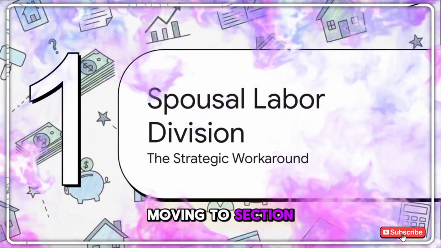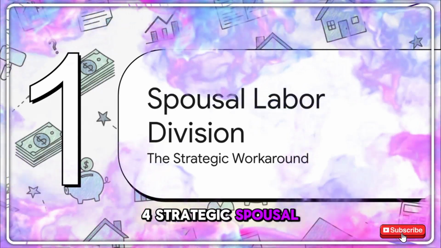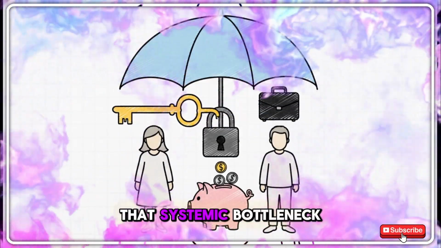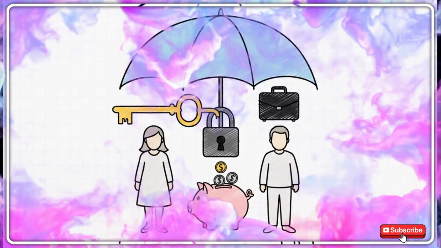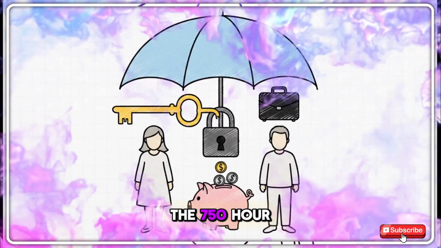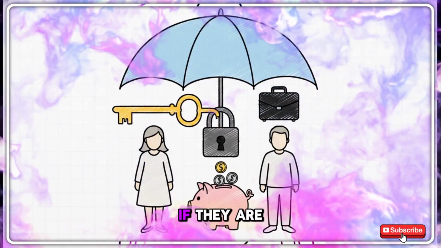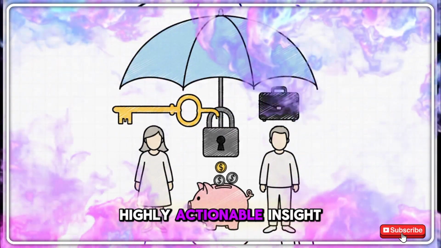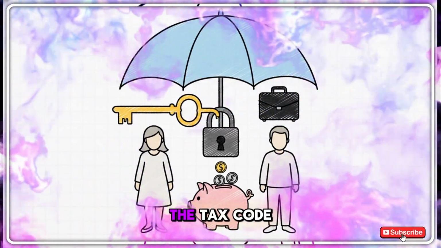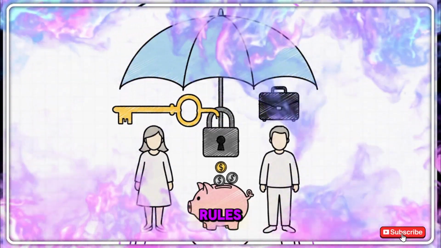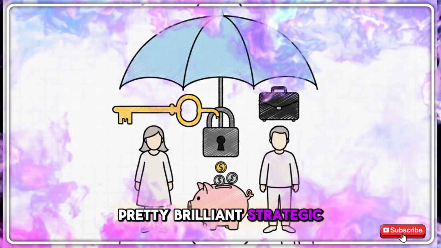All right, moving to Section 4, Strategic Spousal Labor Division, the workaround. But remember that systemic bottleneck we discussed earlier? Full-time high earners mathematically cannot meet the 750-hour and 50% tests if they are working a demanding corporate job. Well, here is a highly actionable insight from the report. The tax code contains an implicit assumption regarding joint filing rules that offers a pretty brilliant strategic workaround.